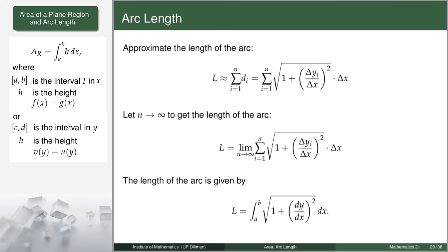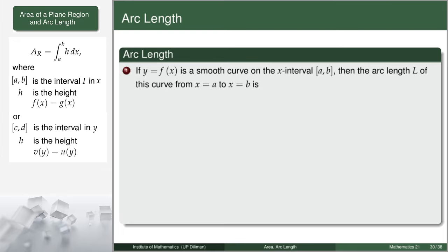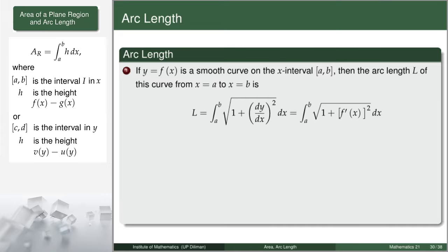Let's put this into a definition. If I have a smooth curve, then the length of the arc of that curve from A to B is given by this formula here: the integral from A to B of the square root of 1 plus f prime of x squared, dx. And this also explains why smoothness is an important assumption here. Because if f is not smooth or the curve is not smooth, we are not assured that f prime is continuous, and thus integrability is also in question.